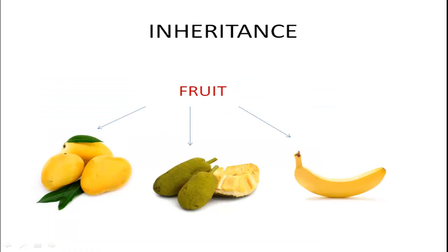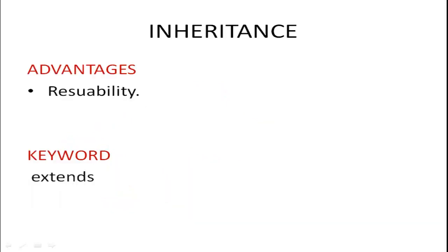Inheritance. Inheritance can be defined as a process where one class acquires all the properties and behaviors of parent class. Parent class is a superclass and derived class is a subclass. Let us take an example, fruit. Mango, banana and jackfruit are derived classes which inherit all the properties and behavior of parent class fruit. The main advantage of inheritance is reusability. It allows us to reuse the code and functions of parent class.